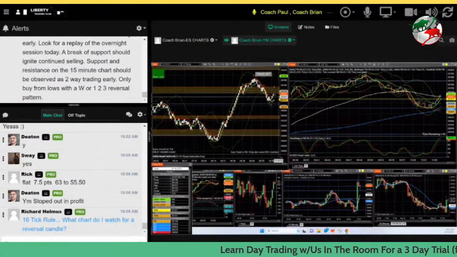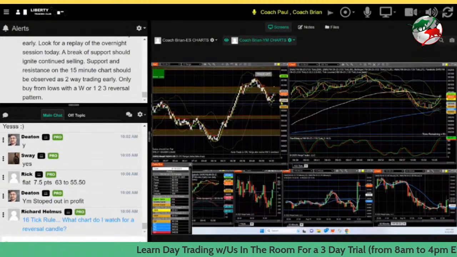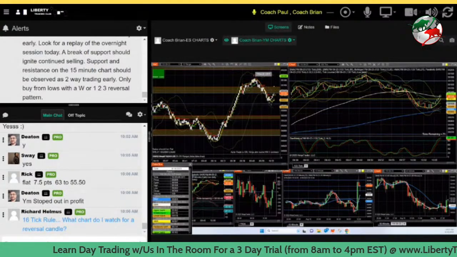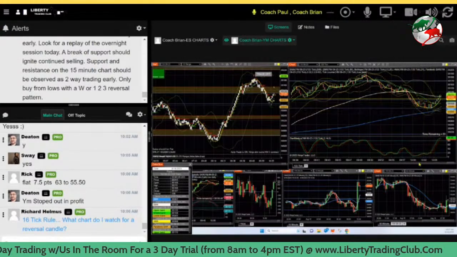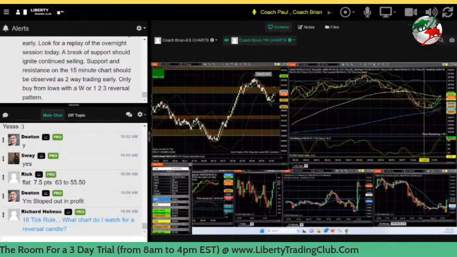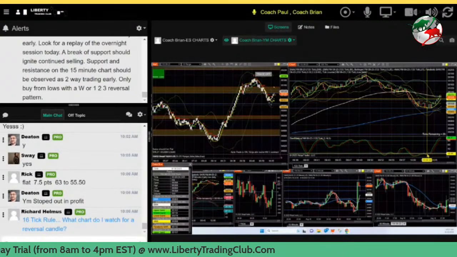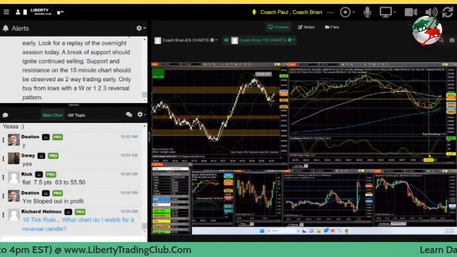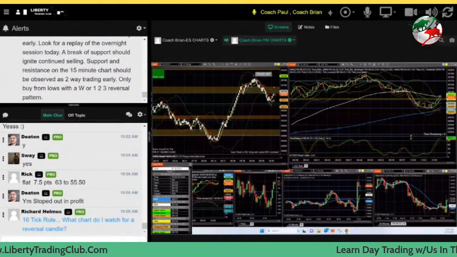So 16 tick rule, you guys could look for that on the short side now. Or you had the little long signal. I just don't like it. I don't like when the stochastics get wonky like that. I'd rather see a W, a defined W, if you're going to go on the long side there.